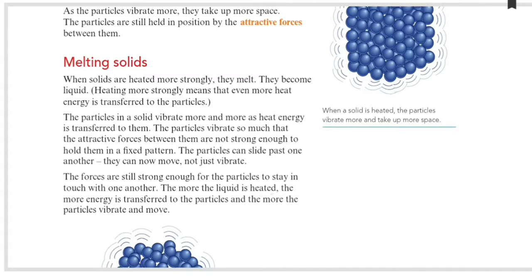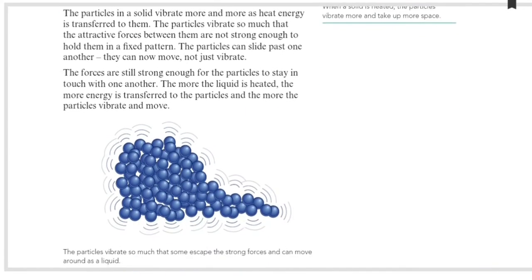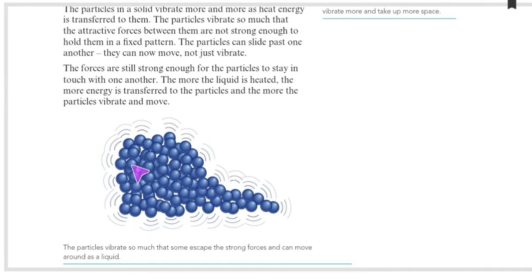So the more the liquid is heated, the more energy is transferred to the particles, and the particles vibrate more and more. So here we can see that the particles vibrate so much that some escape the strong forces and can move around as a liquid. For a solid, there is no movement. For a liquid, they can slide past one another. That's the reason why they can be poured.